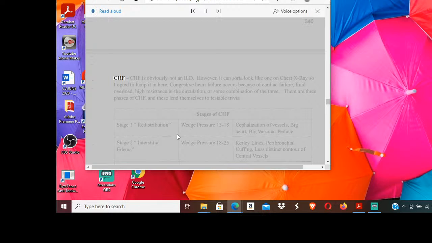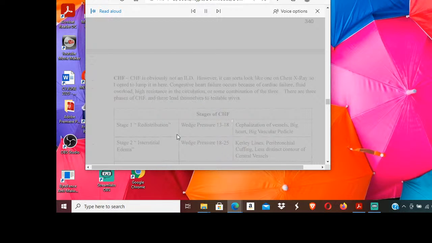340. CHF is obviously not an ILD. However, it can sort of look like one on chest X-ray, so I opted to lump it in here. Congestive heart failure occurs because of cardiac failure, fluid overload, high resistance in the circulation, or some combination of the three. There are 3 phases of CHF, and these lend themselves to testable trivia.